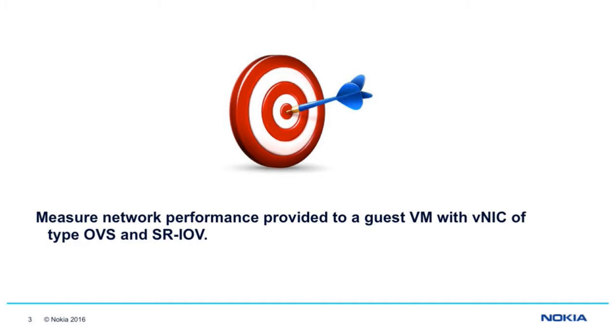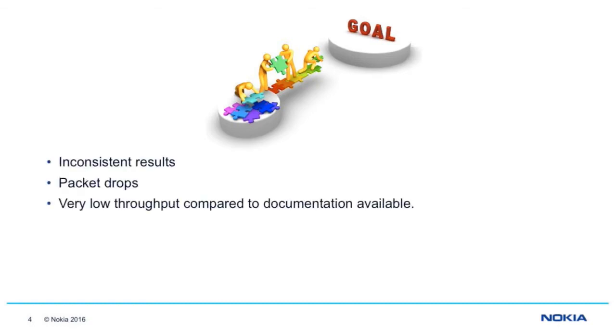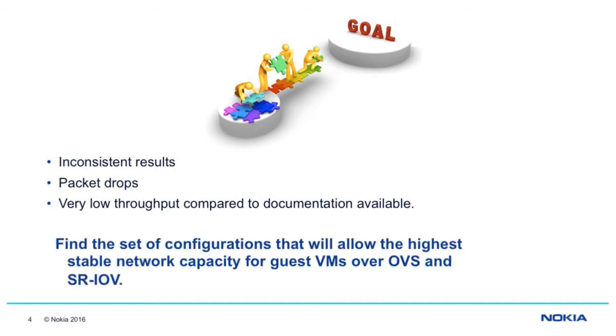And I thought that I'm going to just bring up the node, measure the performance, and find the documented rate just popping out of the screen. And it turned out to be slightly different. My first experience after setting up the system was very inconsistent results, packet drops, and very low throughput compared to what I was expecting. So I changed the goal. Instead of measuring the performance, now I have to find the set of configurations to bring me the performance that I wish to provide to the VNFs over OVS and SR-IOV.